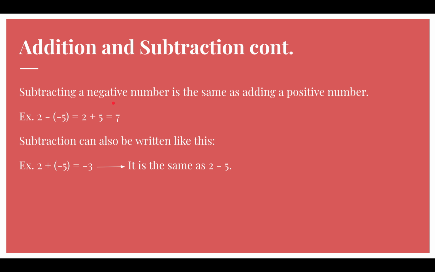Another way to write addition is to say 2 minus -5. 2 minus -5 is the exact same as 2 plus 5. I mean, that's 7. And another way to write subtraction is 2 plus -5, which is equal to -3. It's the exact same thing as 2 minus 5.